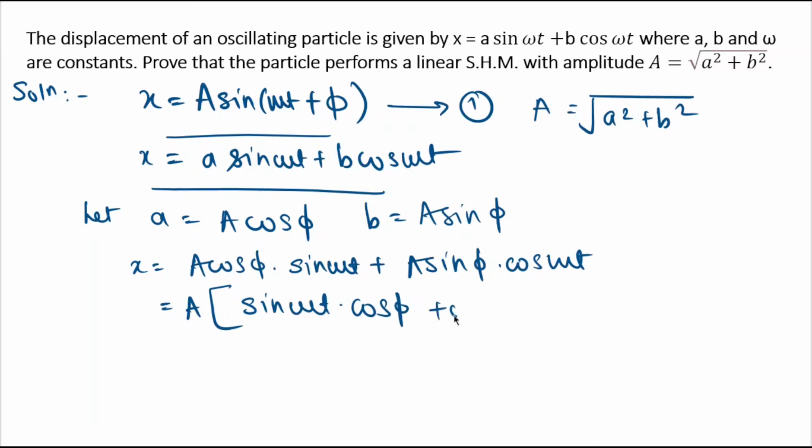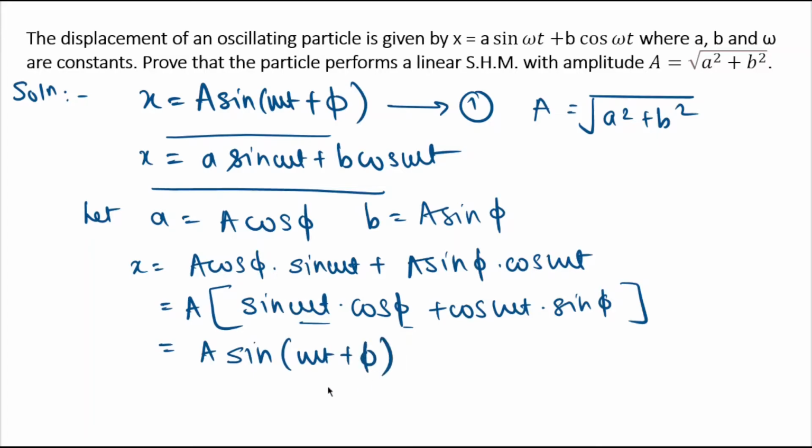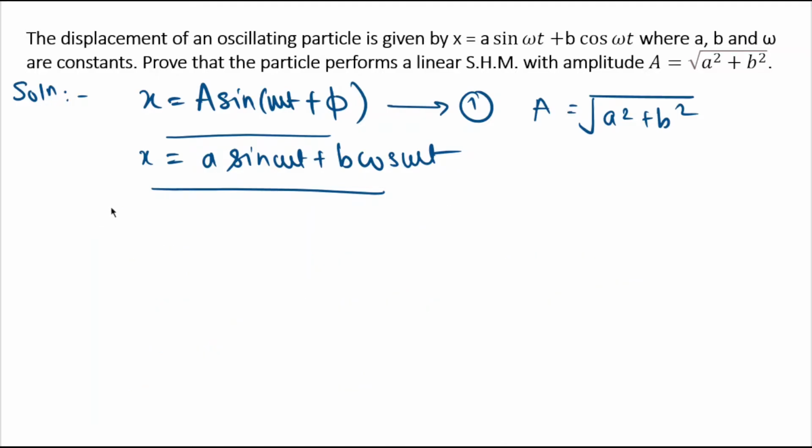phi plus cos omega t into sin phi, correct? Now this is the formula for sin(a plus b), where this is a and this is our b. So we can say that this will come out to be A sin(omega t plus phi), which is our x, which implies that this satisfies our equation 1. So we can say that our substitution of a and b were accurate. So from here we can say that a is A cos phi and b is equal to A sin phi. So let's try to prove this equation now.